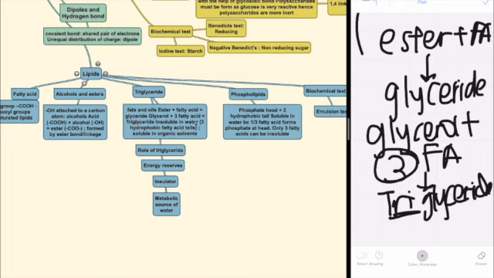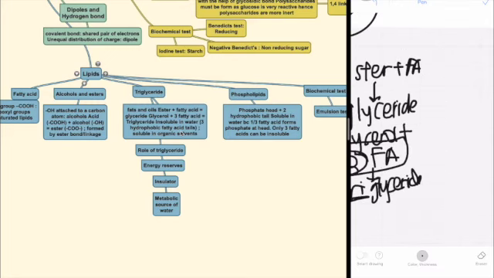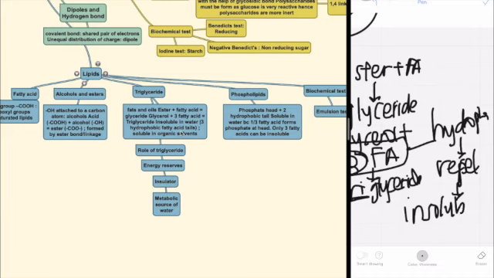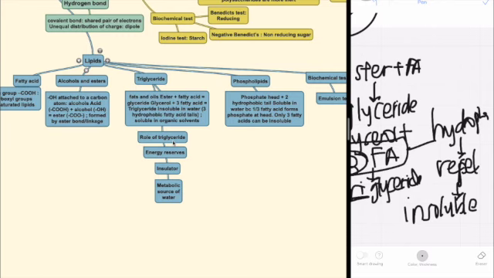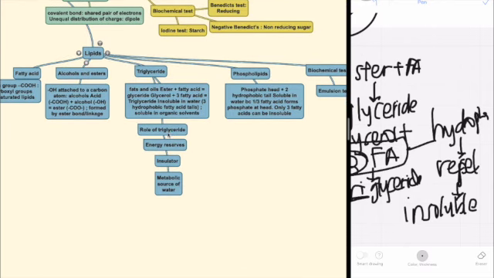So triglycerides are insoluble in water, as the 3 fatty acids are hydrophobic tails. The 3 hydrophobic tails will repel water, hence why they are insoluble. And so the roles of triglyceride are that they are energy reserves, they act as insulators, and they are a metabolic source of water.